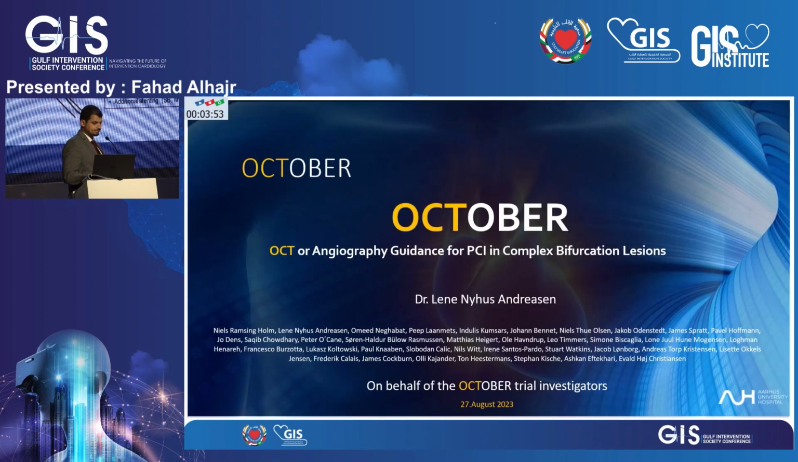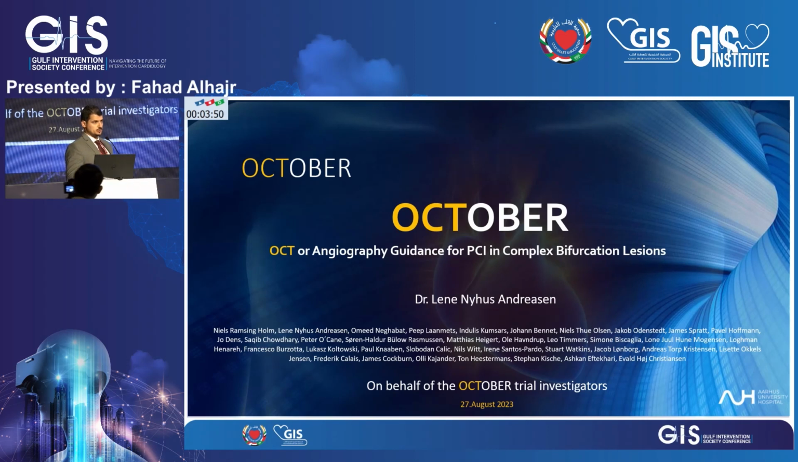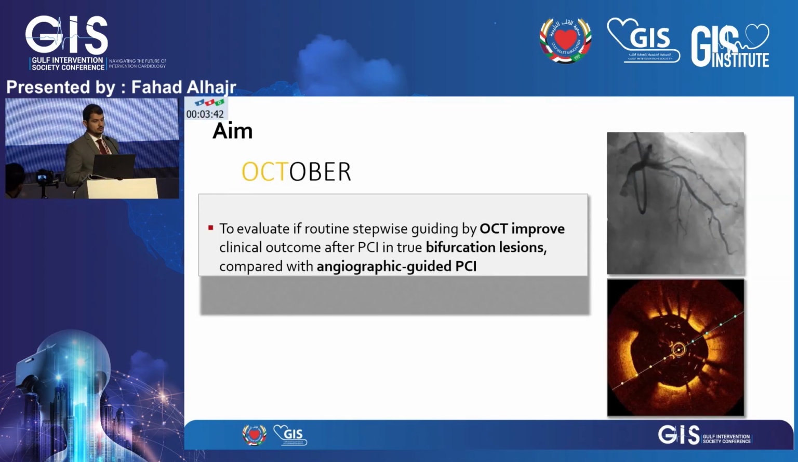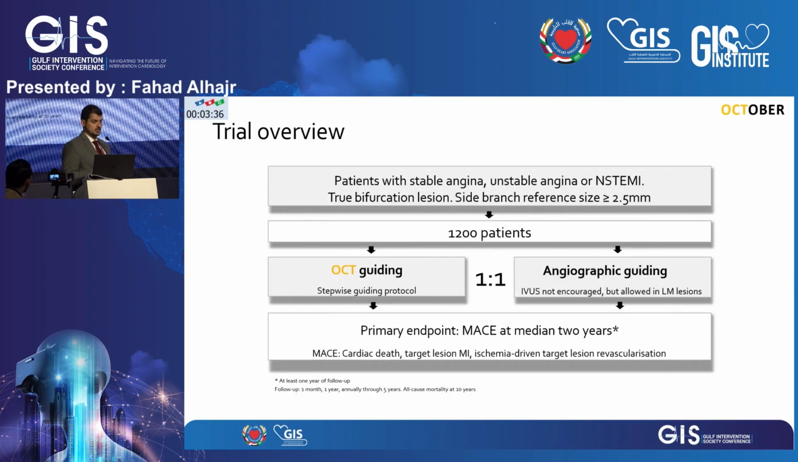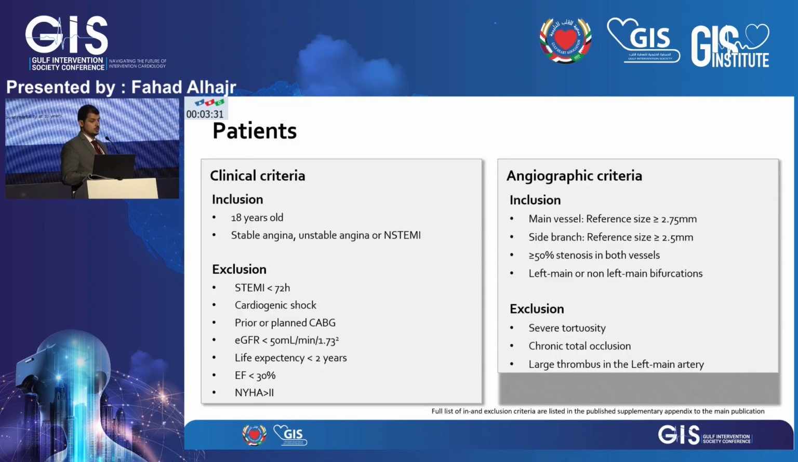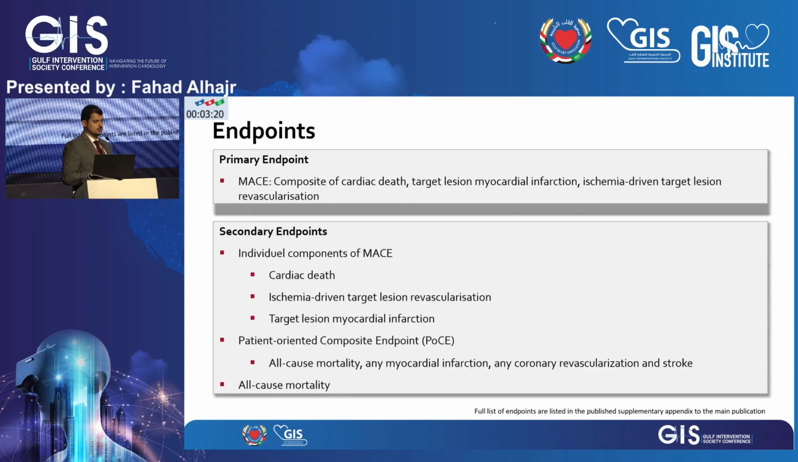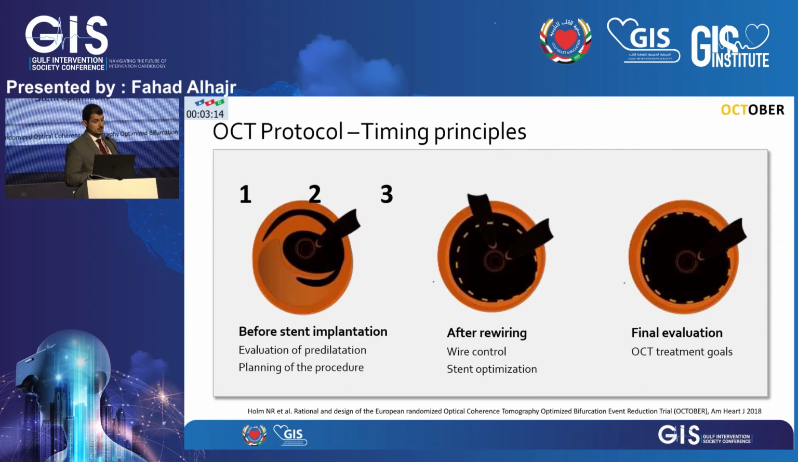part of the stent. A famous OCTOBER trial was released two or three months back at the ESC. That's probably the most important trial for bifurcation and OCT imaging. It is to evaluate OCT in a bifurcation compared to angiography. It's 1,200 patients, 600 in each arm, 1-to-1, with a primary endpoint of MACE at a median of 2 years, which is a very hard endpoint. So the clinical relevance is basically everything except STEMI within 72 hours, cardiogenic shock, and AKI. That's the primary endpoint, which is a significant composite of cardiac death, target lesion myocardial infarction, and ischemia-driven revascularization.